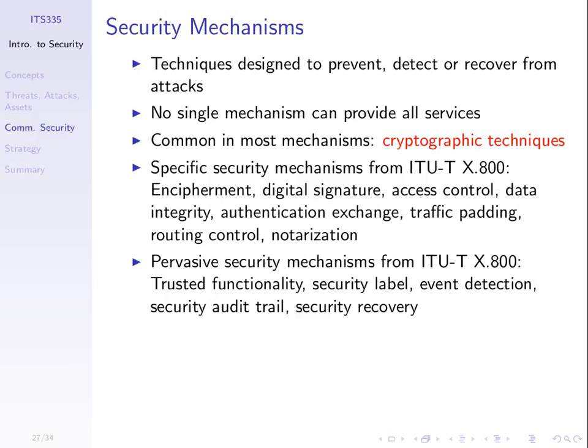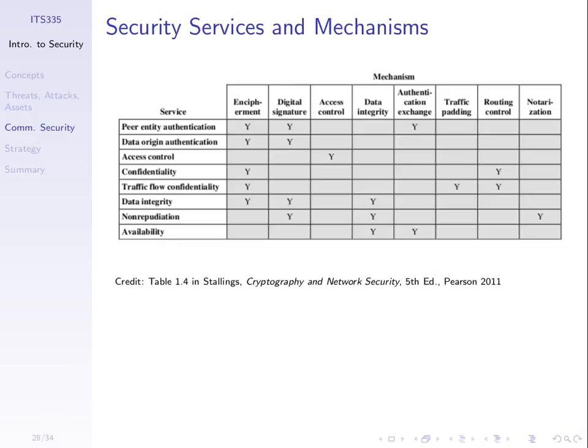So maybe the better summary of that is this table, which shows the services. There's not six here, there's eight, but you note that the first two actually are just two specific cases of authentication. And these two, confidentiality and traffic flow confidentiality, are two specific cases of what we call general data confidentiality. And some mechanisms are listed along the top, and we don't know them yet, but we'll see them over the next few lectures. Encipherment is encryption.